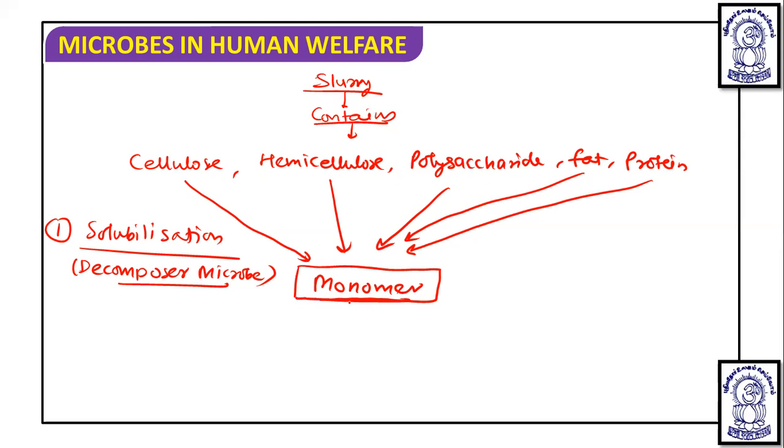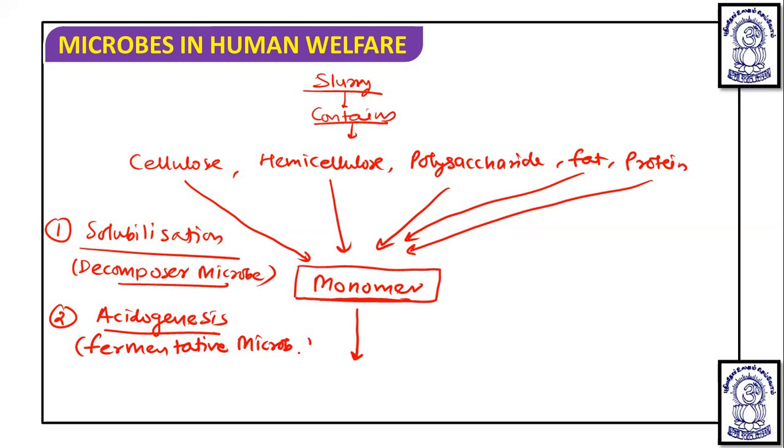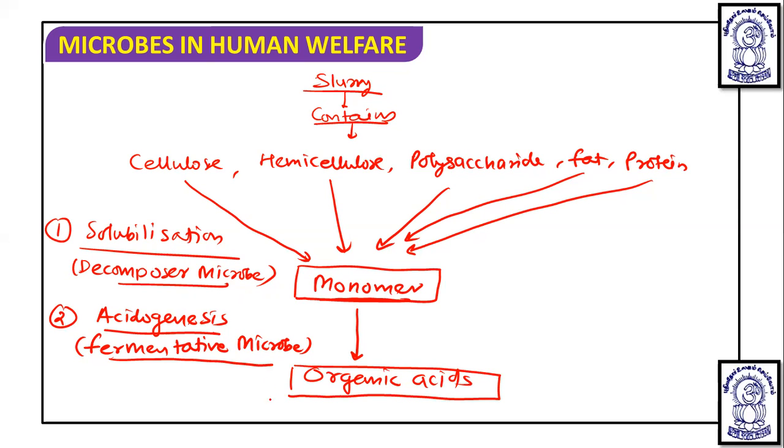Now these monomers, by the second step, that is acidogenesis, which is carried out by the fermentative microbes. Through acidogenesis, the monomers are converted into organic acids. And in the organic acids, the most common is acetic acid.